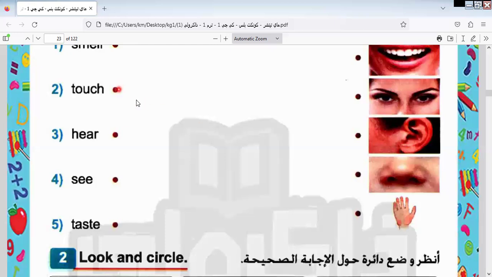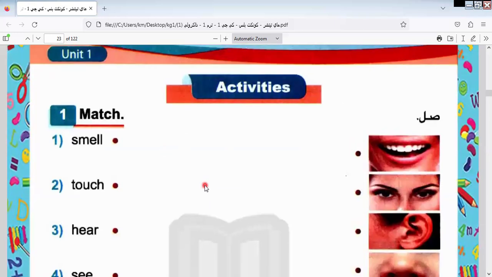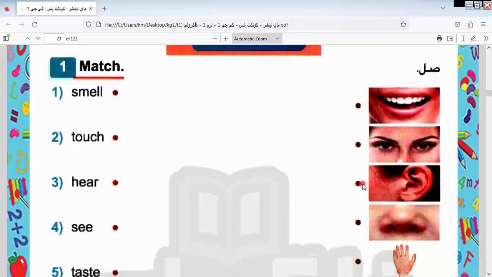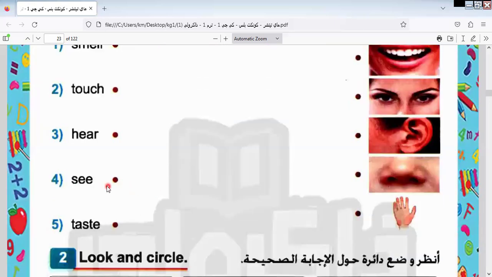Without thinking, our clever pupils. Hand. Here with what? With my ear. I think this goes with this one. The picture is beside the sense. See. Which one is see here? Eyes. I select number 4 by this one. Taste. Which one is taste? This one by this one.